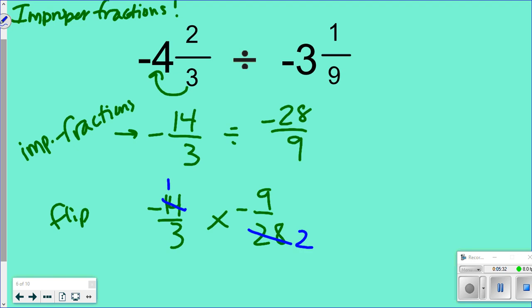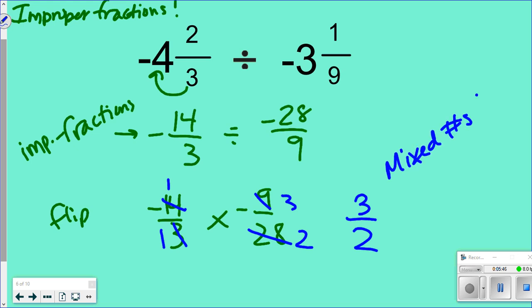9 and 3 can also be reduced by 3, goes in once, goes in 3 times, multiply across. Don't forget you have negatives involved here, so it's negative 1 times negative 3, and you get 3. 1 times 2 is 2. You make into mixed numbers, please. And then it would be 1.5 would be my answer.